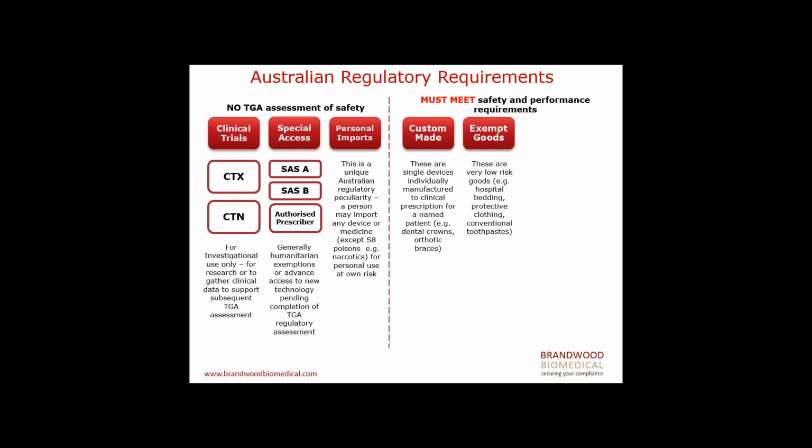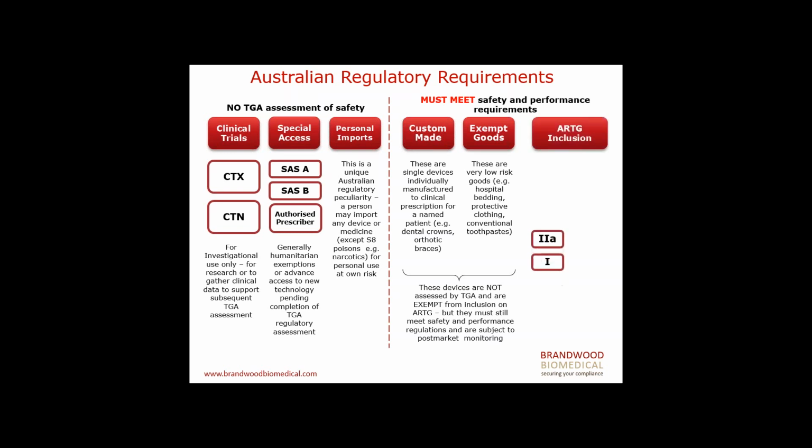And the other class is exempt goods. So they are very low risk and usually they're not worth TGA or anyone's time to review and be included on the register. And they're things like hospital bedding, protective equipment, and conventional toothpastes. And as mentioned before, they're not assessed by TGA. They are exempt from being included on the ARTG. However, they must still meet safety and performance requirements, and they are also subject to post-market monitoring.